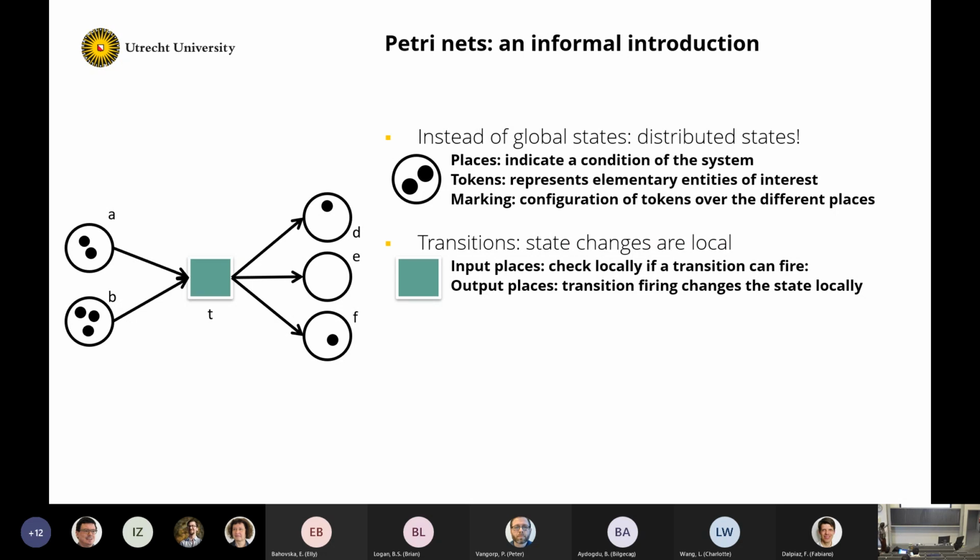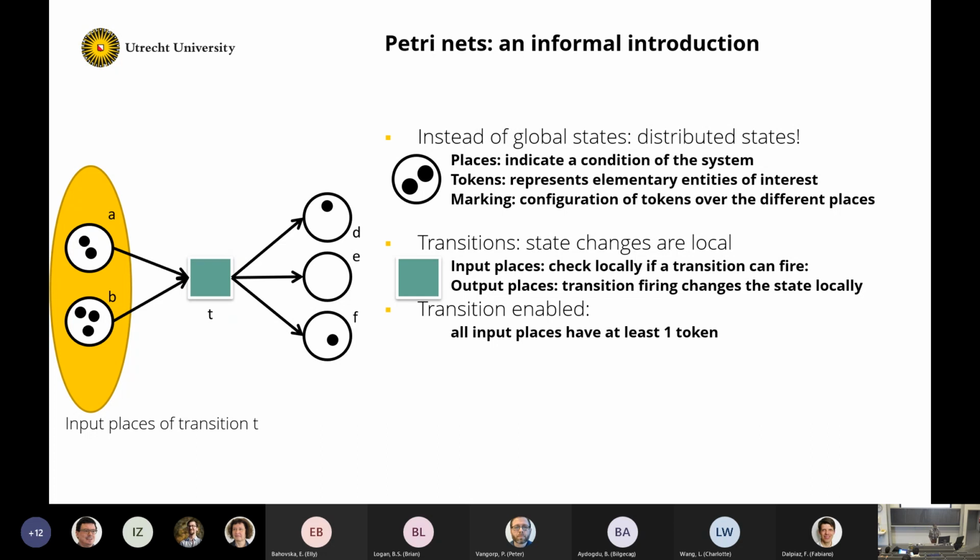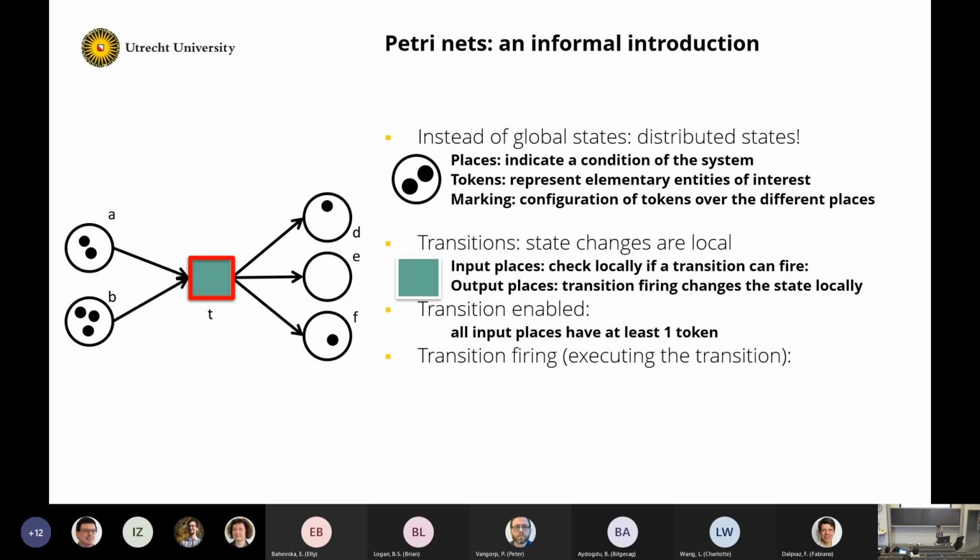And so in this net, you see there are 2 tokens here in place A, 3 tokens in place B. So that means that transition T is enabled. All input places have at least 1 token. So transition T can then fire, that's the change of the state. And that firing, executing it, just means remove 1 token from each input place and produce it in one output place or in all output places. So in this case, the transition is enabled. It removes a token from A, it removes a token from B, and it produces tokens in D, E, and F, like this one. There it is.